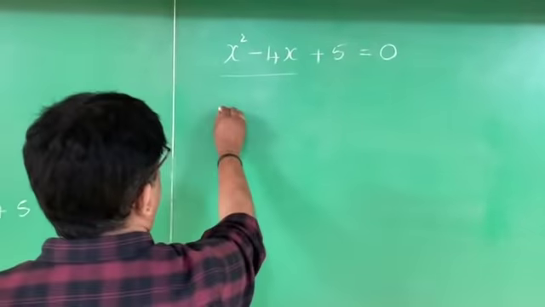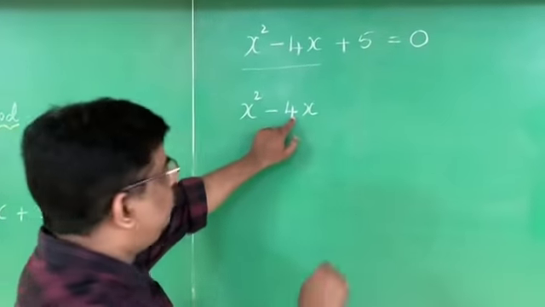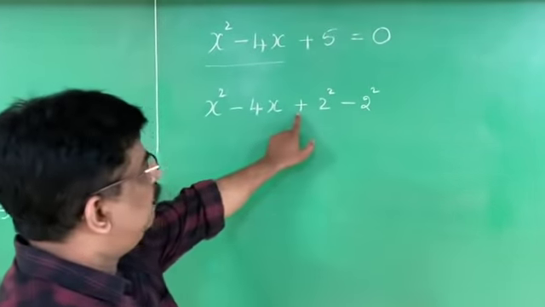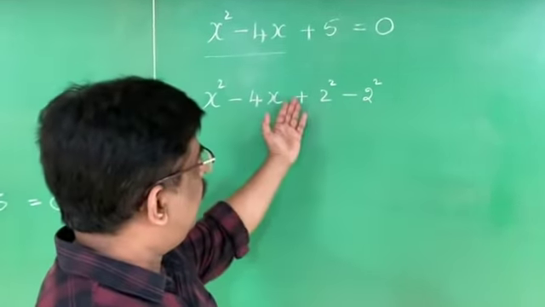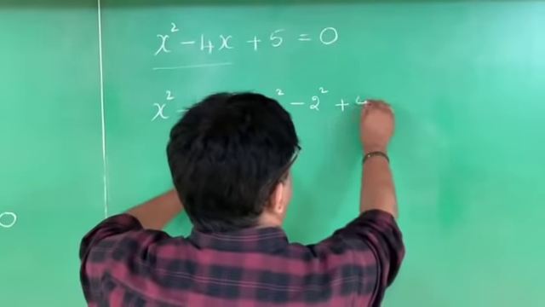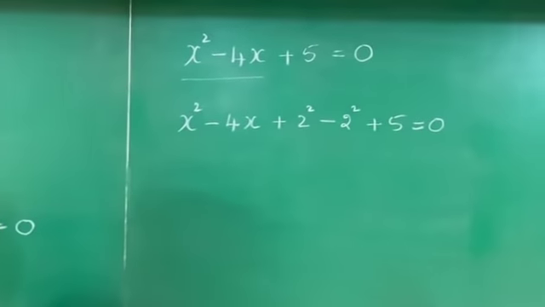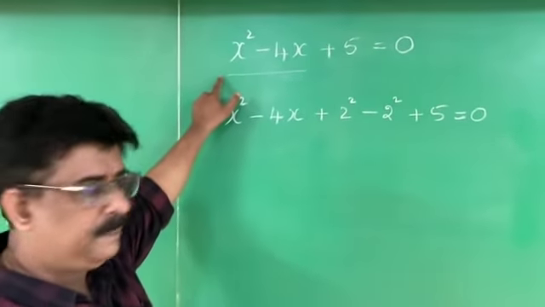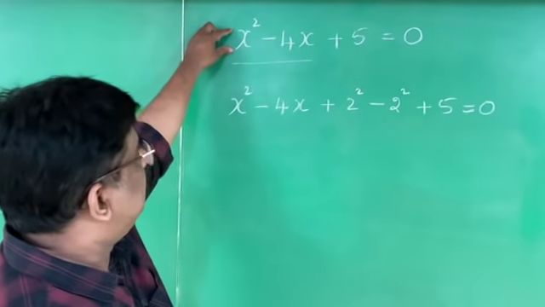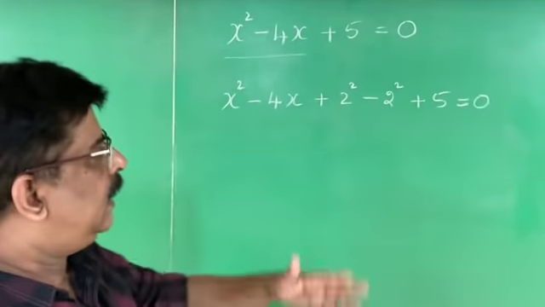Therefore, the next step is x square minus 4x. Half of this number is 2. I add 2 square and subtract 2 square, adding and subtracting the same number. Plus 5, 5 is the constant, is equal to 0. Try to get the skill of the first step of the completing the square method. Identify the first two terms. The coefficient of x square is 1. Then take the coefficient of x, take half of that, square that number, and add and subtract.